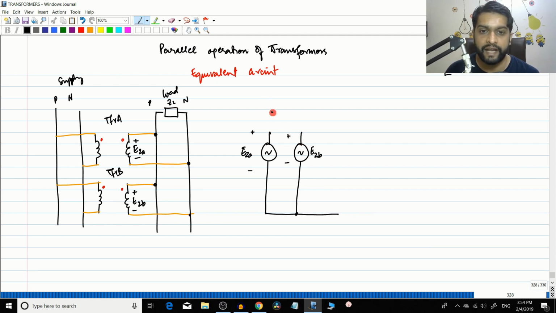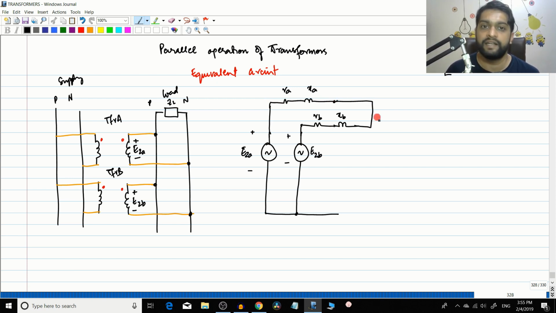Now these transformers will have their own resistance and their own reactance, right? So we will represent it by this resistance Ra and the equivalent reactance Xa for transformer A. So this is the dotted end, right? Transformer B will also have a similar thing, Rb and Xb. Okay, so the undotted ends are already connected together, just like in this diagram. And the dotted ends we can also connect together like this. So both the dotted ends and undotted ends are connected together now. And these two together feed this load, which is called ZL.